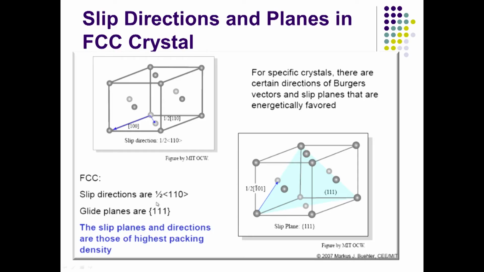So, if you look at it, half 1 1 0 is a slip plane, and glide planes are 1 1 1. Understanding these slip planes is very important, because that is where failure most often will occur, and all these dislocations will go to the slip planes and dissipate their energy. Without going into too much detail, now let us look at body centered cubic.